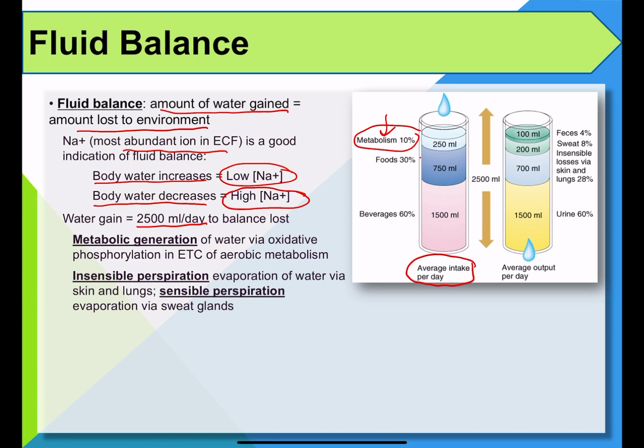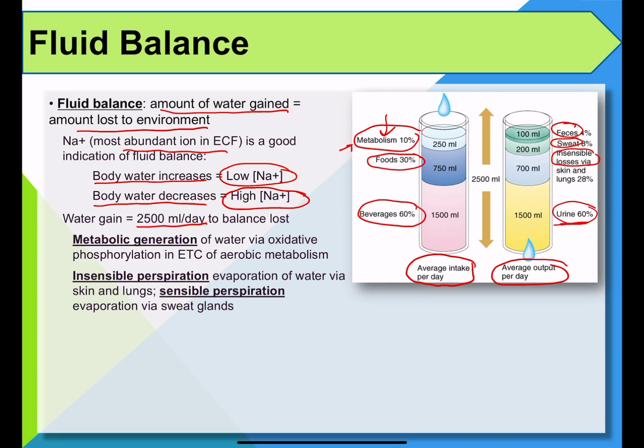The food that you eat has water content as well. And then, of course, the drinks that you drink each day, beverages, have water content. Now, your average output of water per day is contributed by your feces, sweat, insensible loss through your skin and lungs, which I'll talk about, and your urine. Mostly your urine.